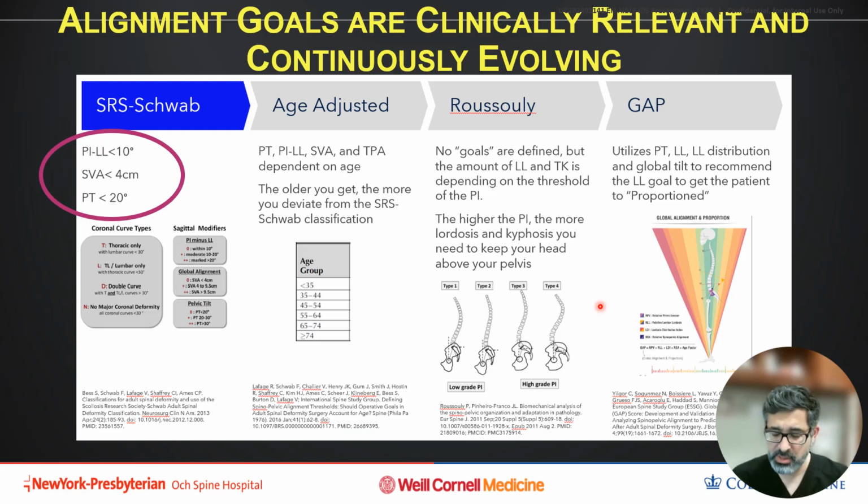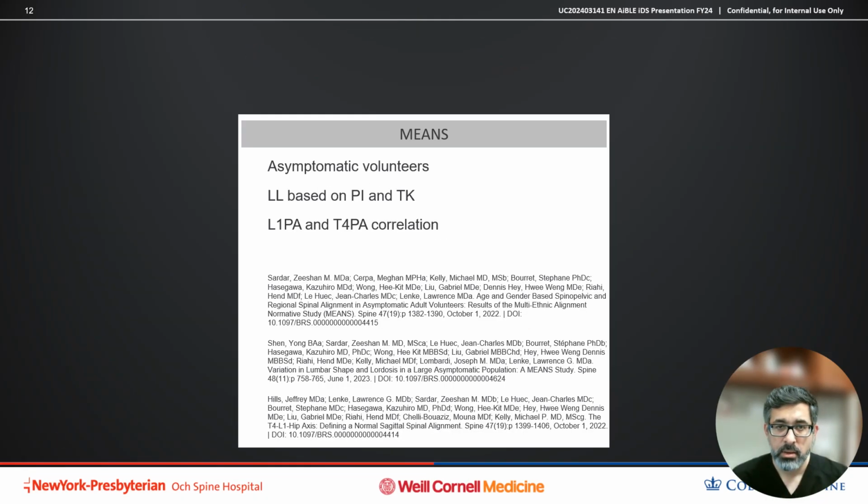And more recently, we have started assessing patient's alignment or the target using target goals from asymptomatic volunteers, and that is the MEANS study group, which I'm referring to here. And so we have looked at a large population of asymptomatic volunteers to see what their alignment in the sagittal and coronal plane is, and then we can use the normal alignment to try to get normative targets for patients who are coming in for deformity surgery.